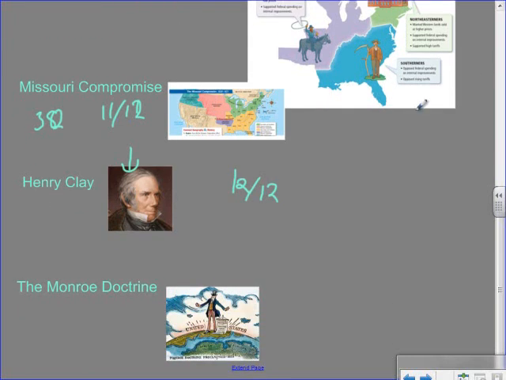Another thing during this time period is the Monroe Doctrine. The Monroe Doctrine is important because we make this statement, and it says that the Americas are closed to colonization by European nations. What that means is that we don't want anybody coming over here and taking our land. So this is important because it shows that we see ourselves as a world power, just as equal with Britain or France or Spain or whatever. And that's the Monroe Doctrine. So it's about closing the Americas to colonization. The Monroe Doctrine can be found on page 384.